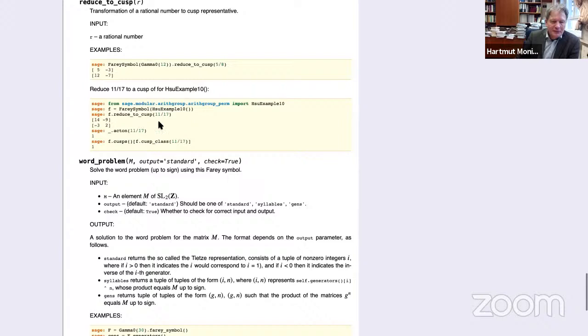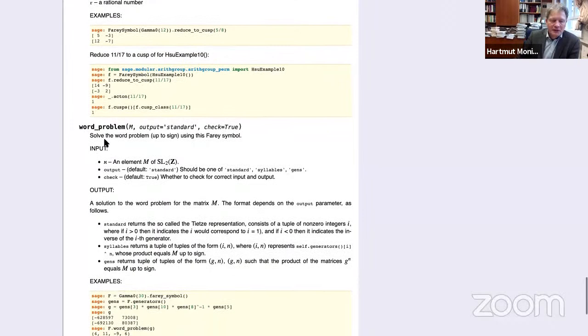You have the Farey symbol, and you want to reduce this cusp 11/17 to a cusp in this fundamental domain. Well, it gives you this matrix. You take this matrix and act on 11 over 17, and it gives you a cusp which is 1. You can try the same thing here, and you can see that the cusp it is reduced to is actually 1.